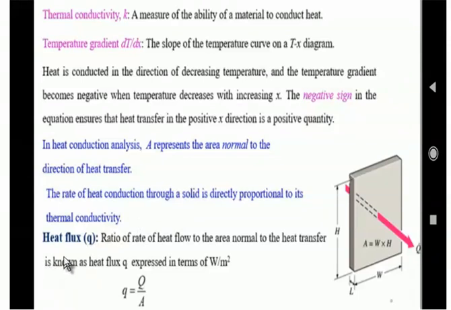One more term coming here is heat flux, which is represented with small q.